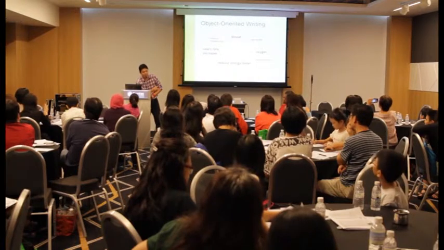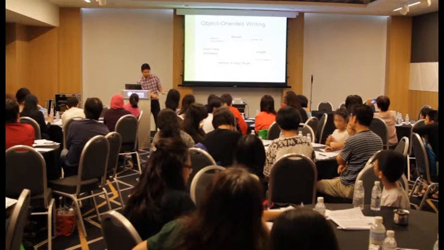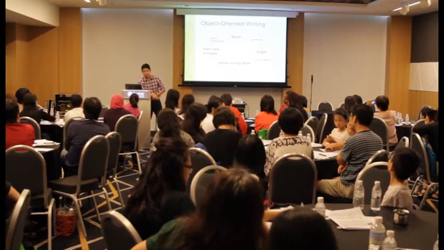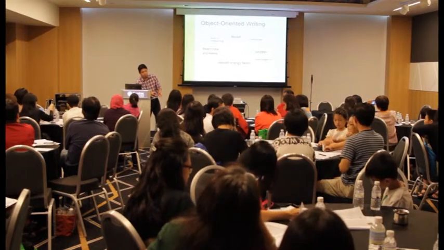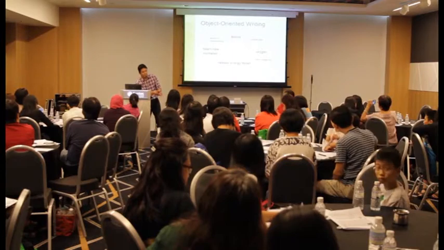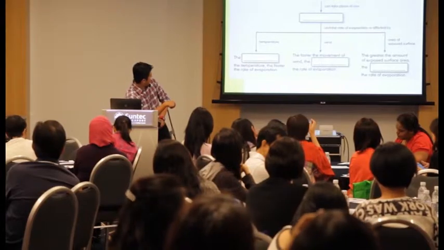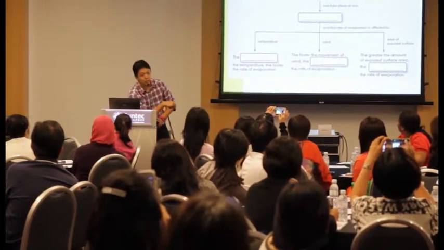We call it object-oriented writing. Another example would be when in primary 3, the children learn about magnets. They don't just learn about magnets, but we are very specific. We say the poles of the magnet. So the poles become the objects, like over here, the rate of evaporation.